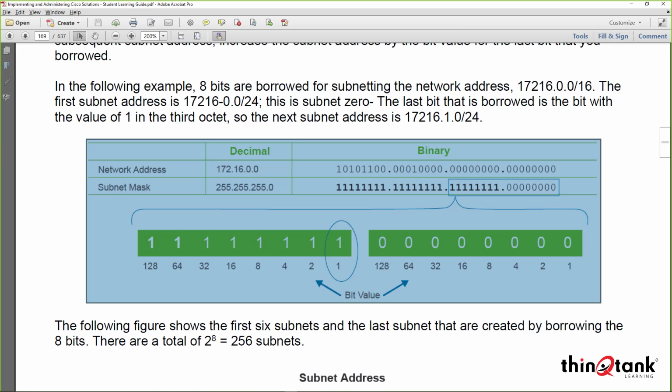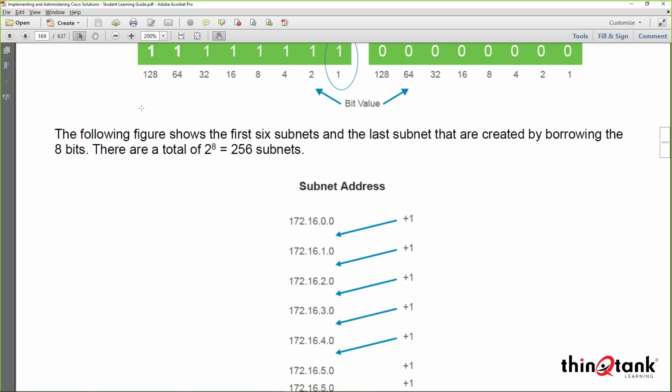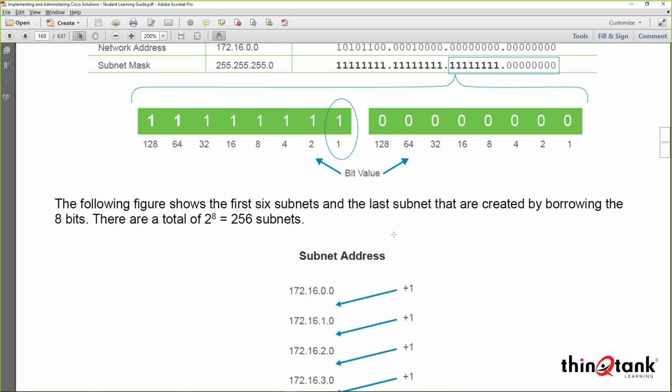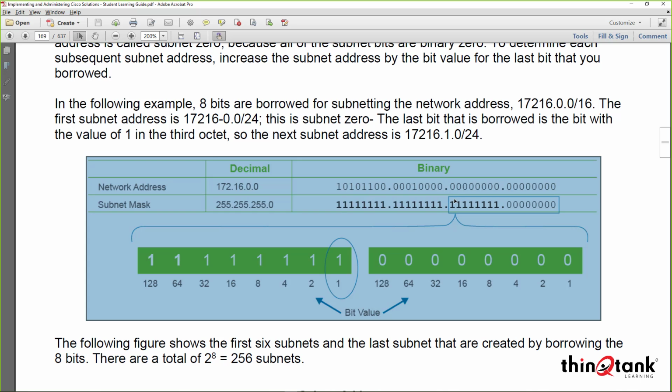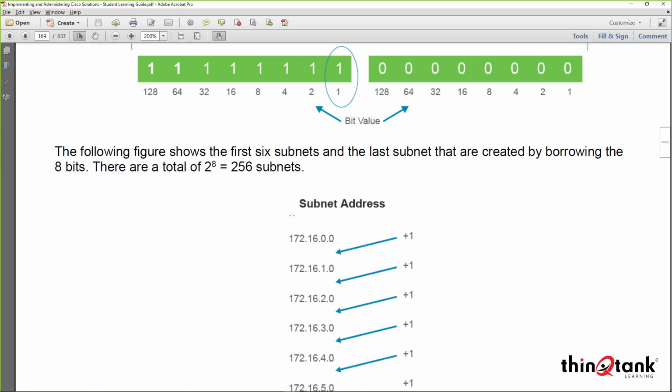I know it's a lot of information, and it does take a little bit of practice to get used to everything. Here are the blocks that they're creating: 0, 1, 2, 3, 4, 5. In this case, the value of this bit is 1. But if we were to do the calculation that I showed you, it's 256 minus 255, which is 1. It's the same thing. So we're still doing it based on block size.